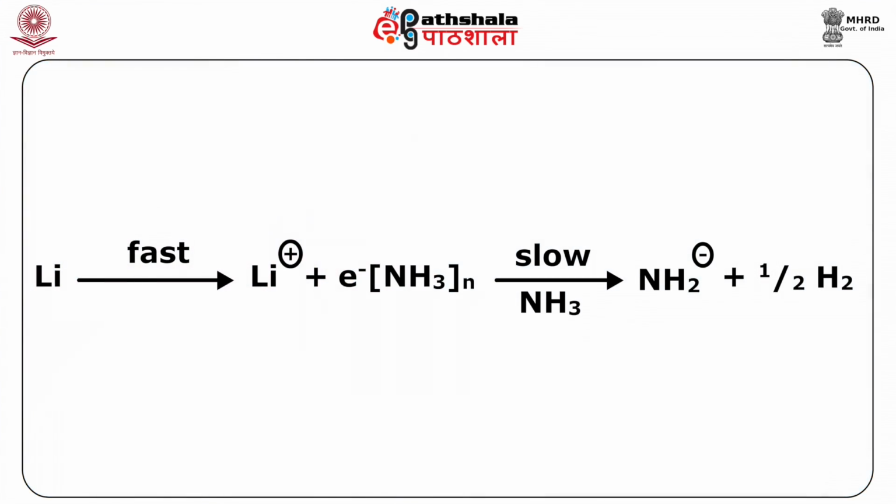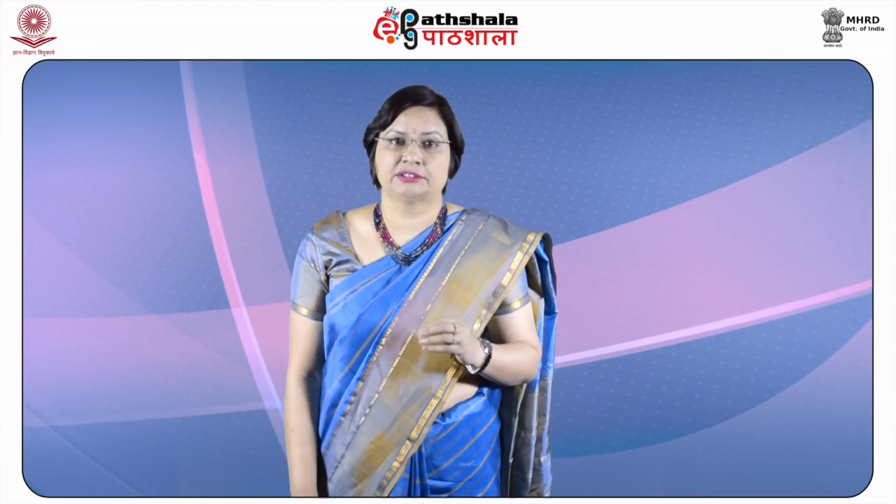So, as you can see here, lithium will be going into Li+ by liberating an electron, and this electron in the ammonia medium will be solvated, and further it will give rise to hydrogen gas and go into NH2-. So, Birch reduction works for alkynes too, and it is a good way of reducing them to a trans double bond.